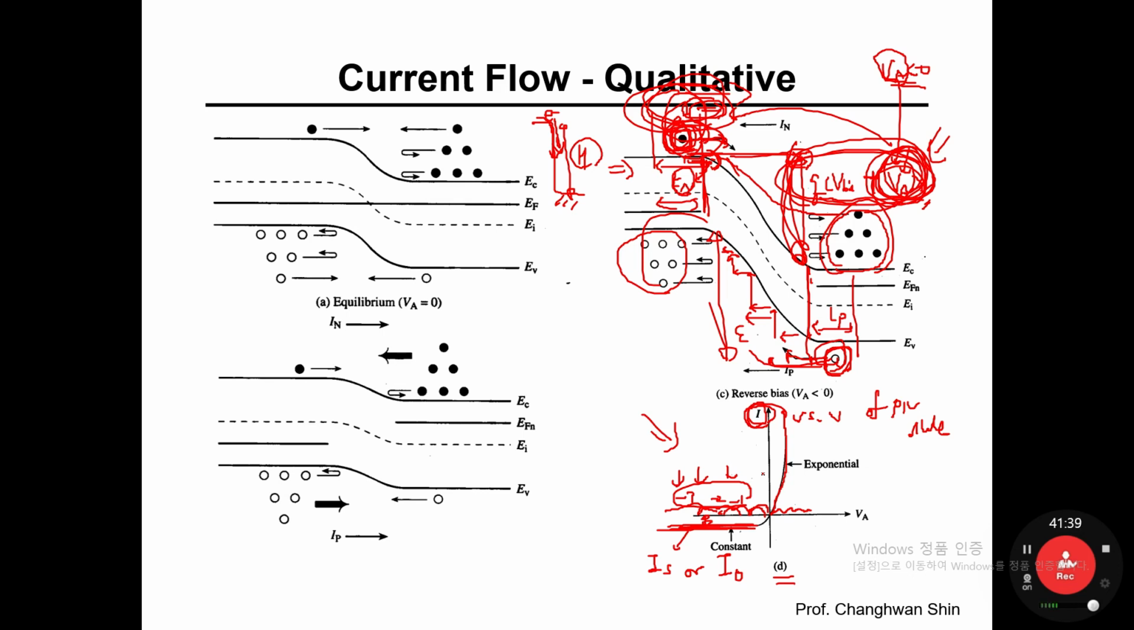And you should convince yourself with your own measured and estimated current voltage characteristic curve. How come the current is exponentially increasing under forward bias? How come the saturated current is flowing under reverse bias? Why is that? You should describe and write down in your own sentences the physical origin of this nonlinear behavior of PN junction diode. Okay, so please do that.